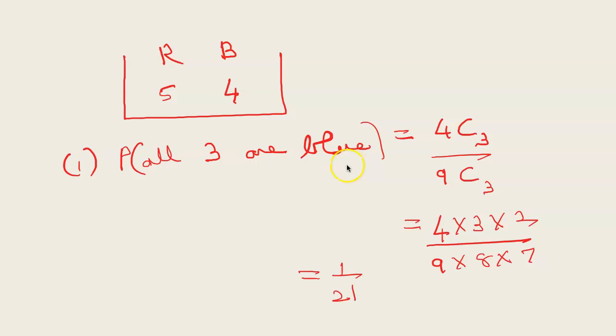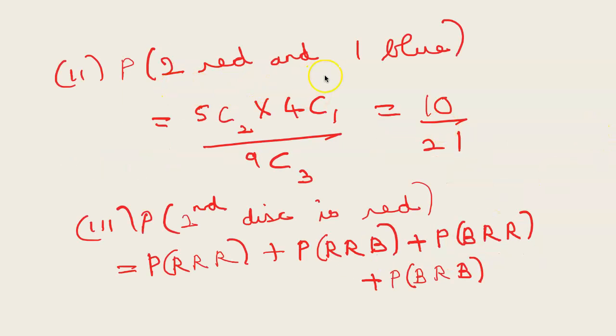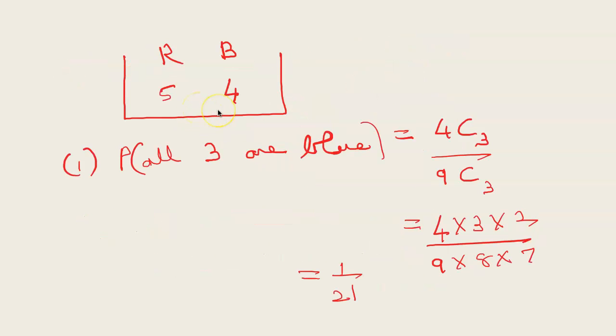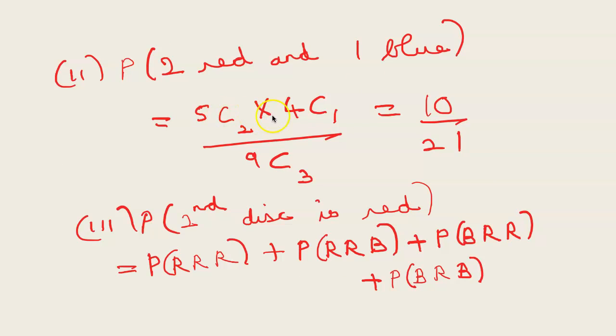Probability that all 3 are blue. How many blue balls are there? 4. So it is 4C3 by 9C3, which is 1 by 21. Probability that 2 are red and 1 is blue. How many red are there? There are 5 red. So it is 5C2 into 4C1 by 9C3, which is 10 by 21.